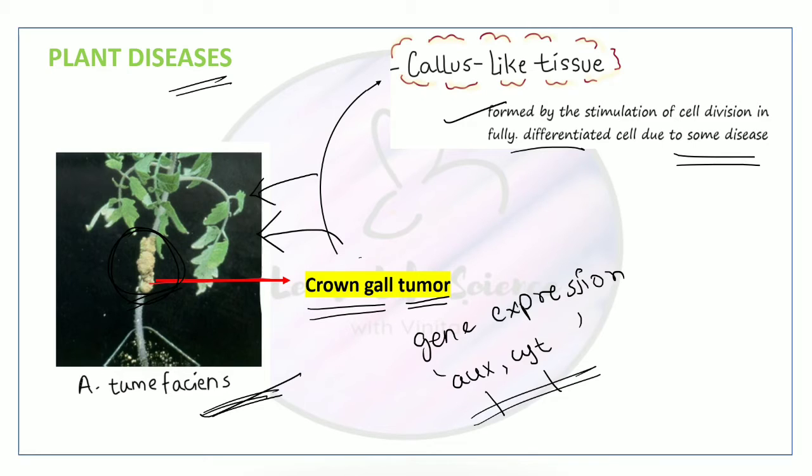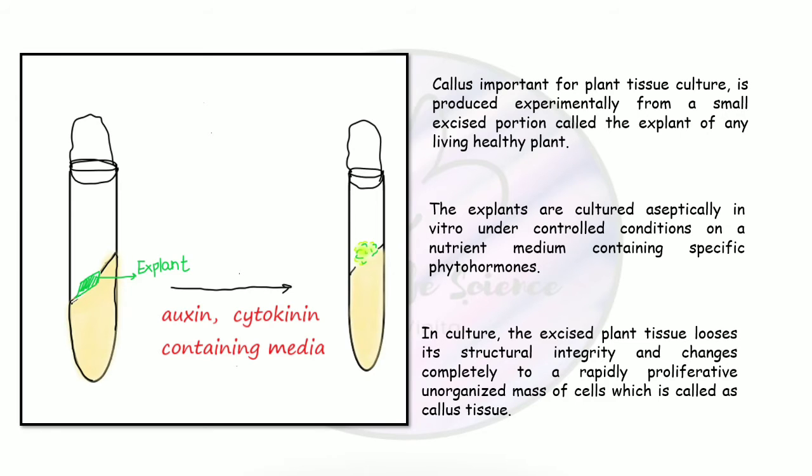But I am considering here two cases of natural condition. We are considering natural conditions which cause such callus-like tissue formation in nature. Now we will be shifting towards the laboratory condition, the in vitro condition for callus formation. So the principle of in vitro callus formation we are going to study now.